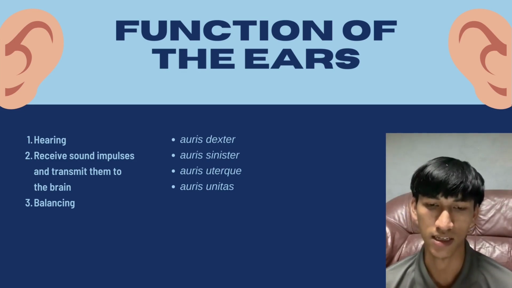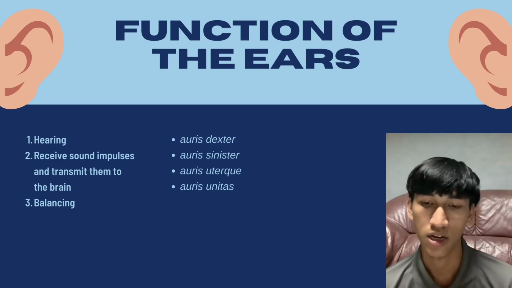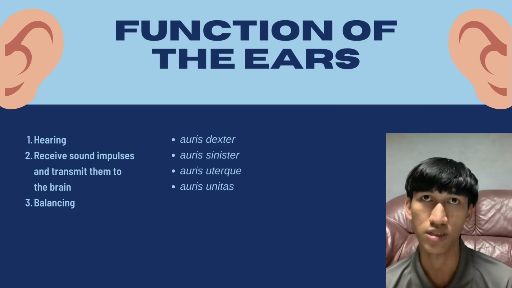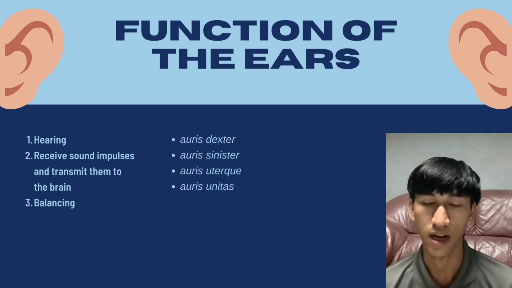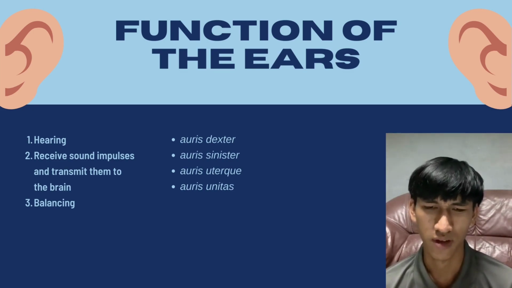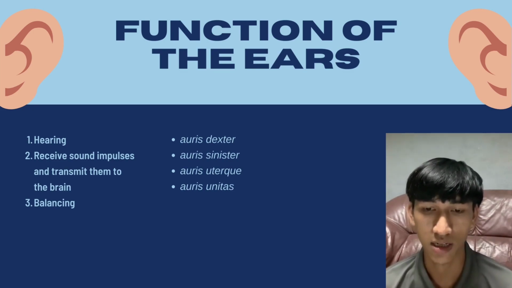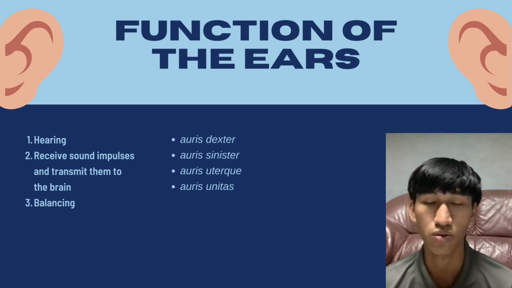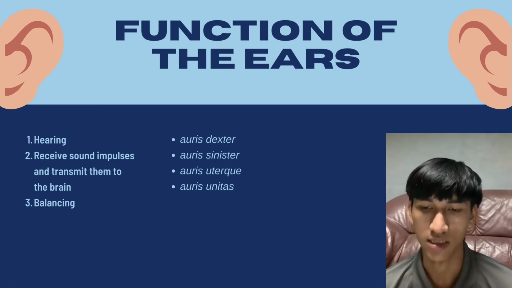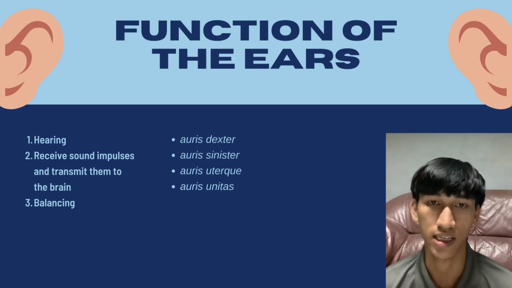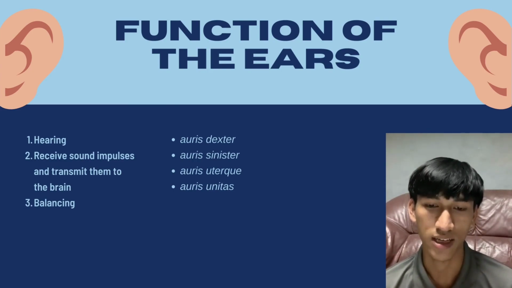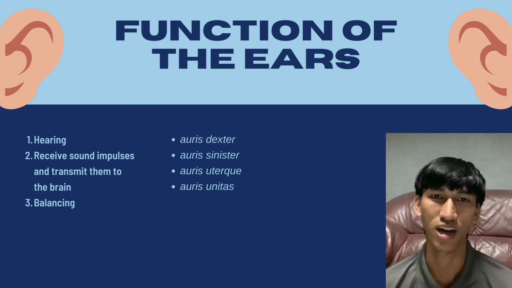How about balancing? For balancing, the organ of balance is the vestibular system, which can be found inside the inner ear. It is made up of three semicircular canals and two otolith organs known as the utricle and the saccule. Without our ears, we cannot hear and we lose our balance.